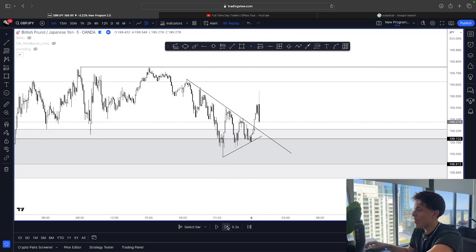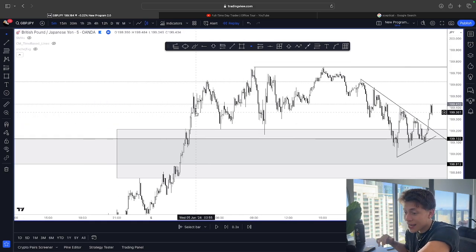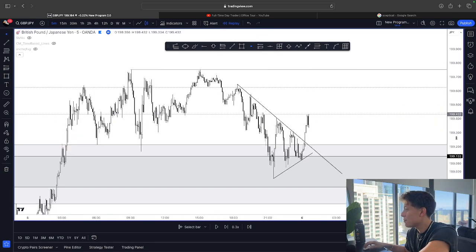Price completely breaks out, and you might ask, yo, did we miss this trade? Did we miss this trade? No, you just wait for a retracement on a lower time frame fair value gap. I teach all this in the mentorship.